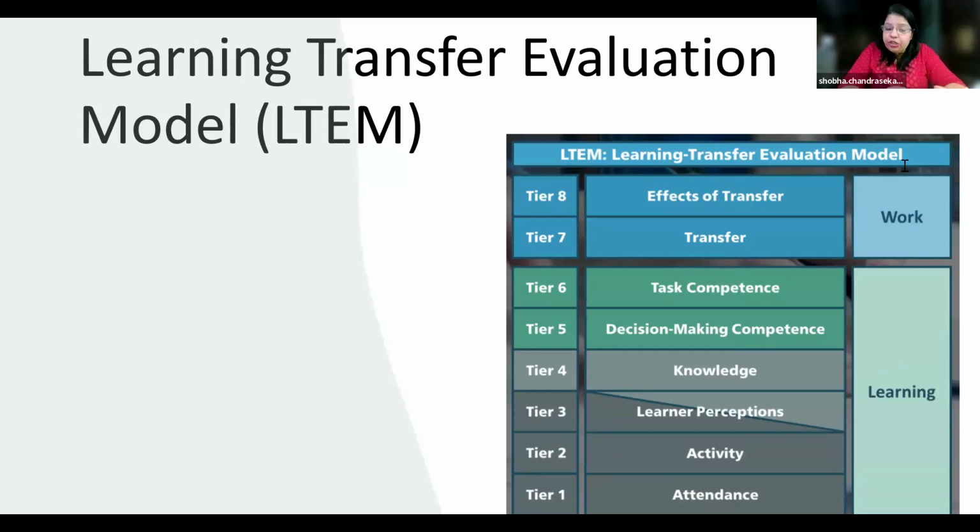Next is task completion. This level evaluates the learner's ability to perform tasks and apply skills in real or simulated environments. It assesses whether the training has prepared them to do their jobs more effectively or not. Final is level 6, which is transfer to work. At this level, the focus is on measuring whether learners are transferring their new knowledge and skills to their actual performance or not.